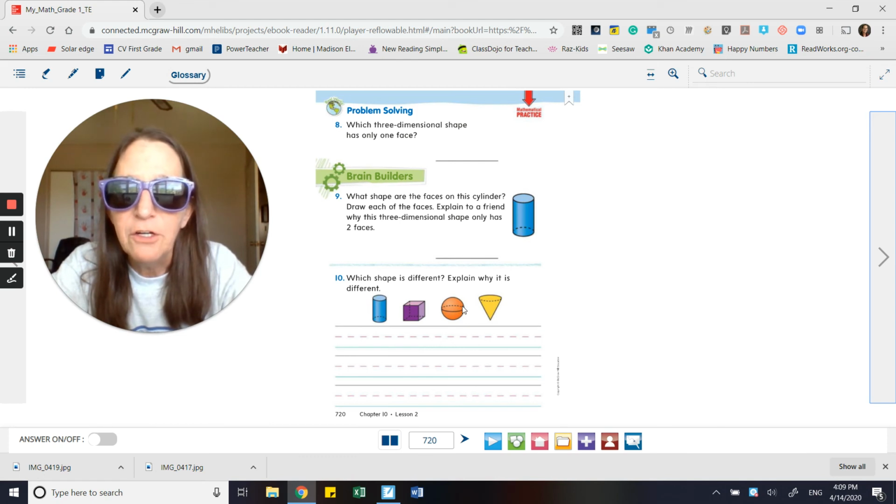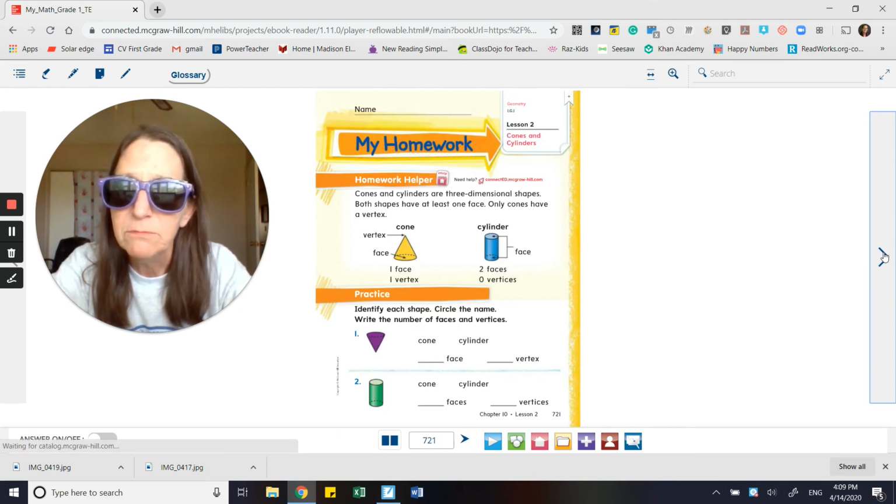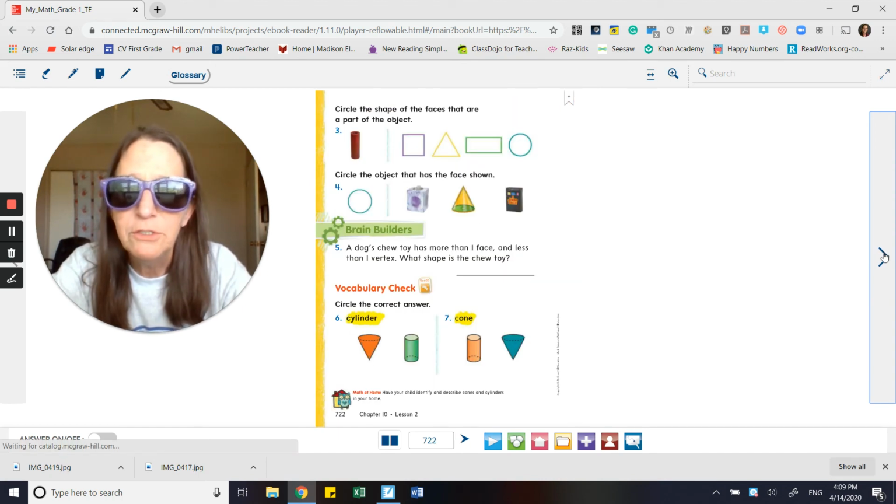All right, and then down here, you're going to look at these, and I want you to think about how one of these is different from all the others. It has something that is different from all of them, and the other three have something that's the same. Write it for me. Tell me what you notice, okay? And then, of course, we also have our homework here to do. Very simple homework. You got this. Easy peasy, lemon squeezy. You got it?